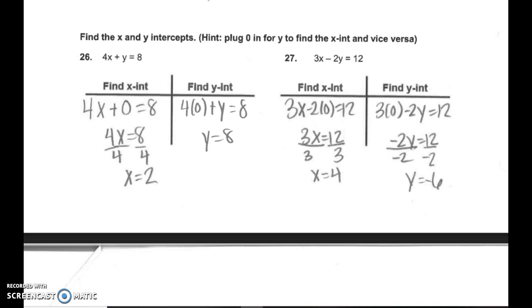Same thing for number 27, just plug 0 in place of y to solve for x. So our x-intercept is 4, or (4, 0). And our y-intercept is -6, or (0, -6) as an ordered pair.